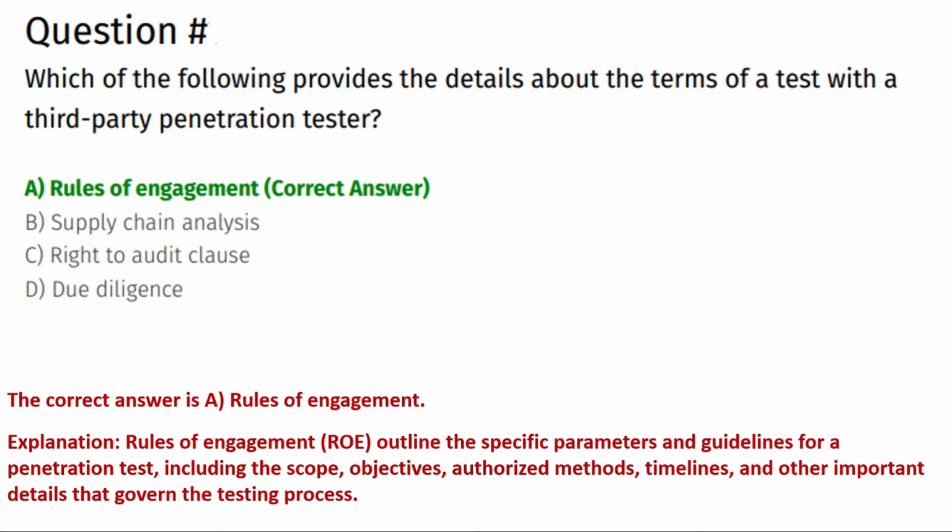So let's check the explanation. The rules of engagement outline the specific parameters and guidelines for a penetration test, including the scope, objectives, authorized methods, timelines, and other important details that govern the testing process. So that's why the correct answer for this question is option A, rules of engagement. So let's move to the next question.